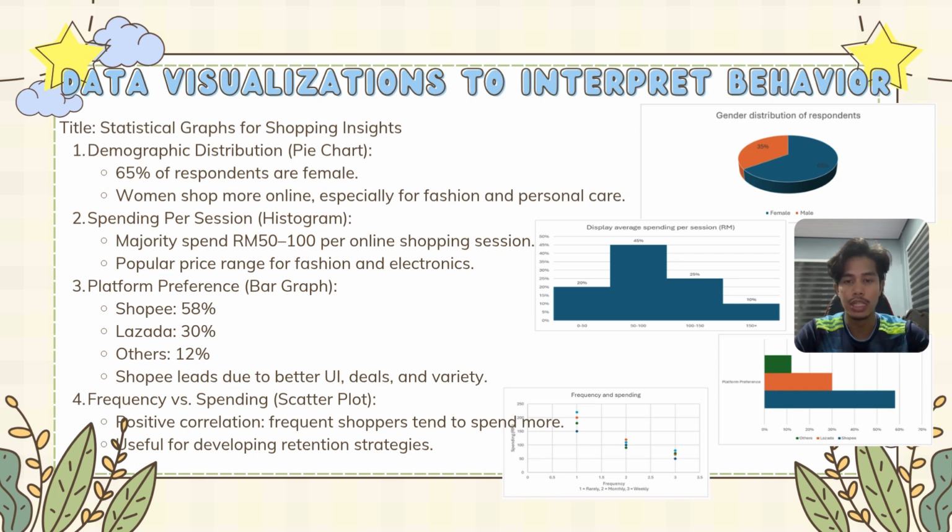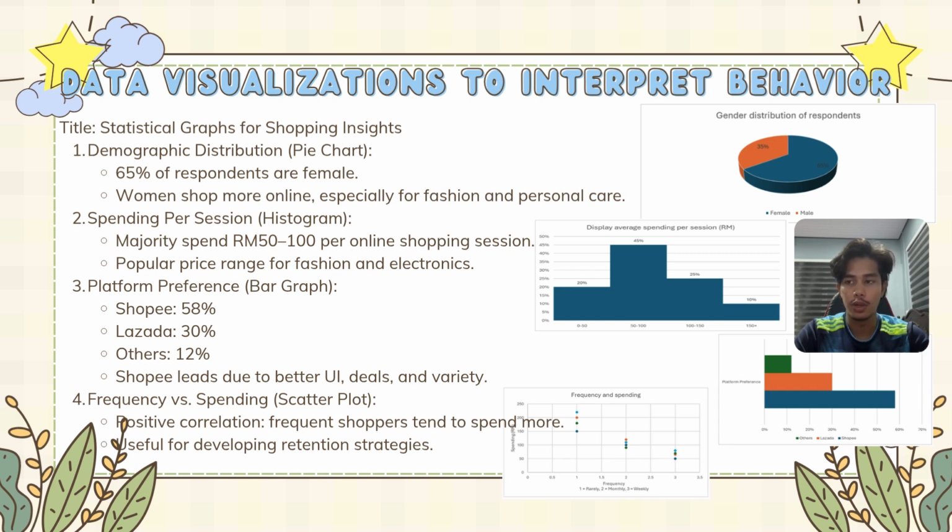Number 2 is spending per session. Histogram. Majority spend 50 to 100 per online shopping session. Popular price range for fashion and electronic. Platform preference, bar graph. Shopee 58%, Lazada 30%, and others 12%. Shopee leads due to better UI, deal, and variety.